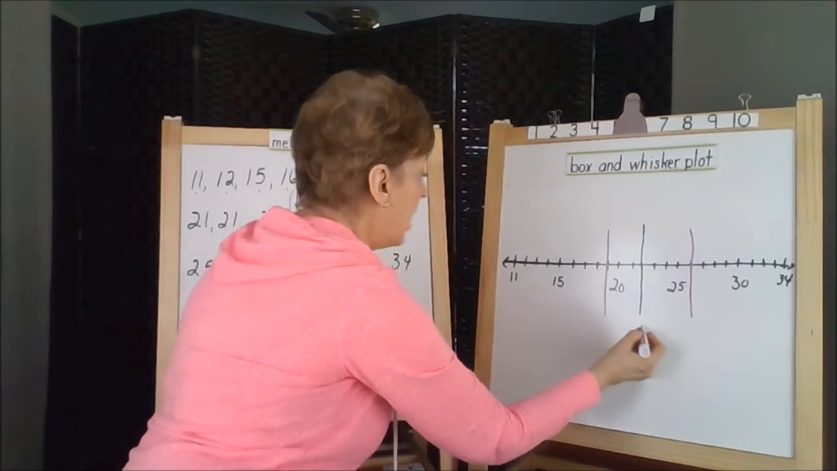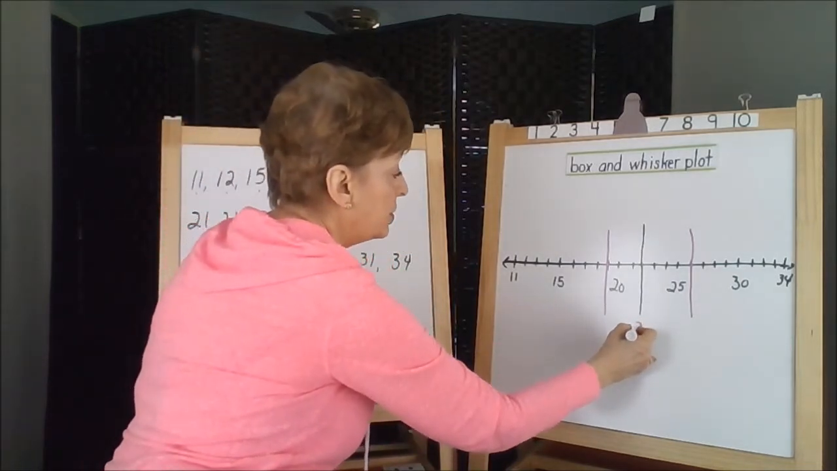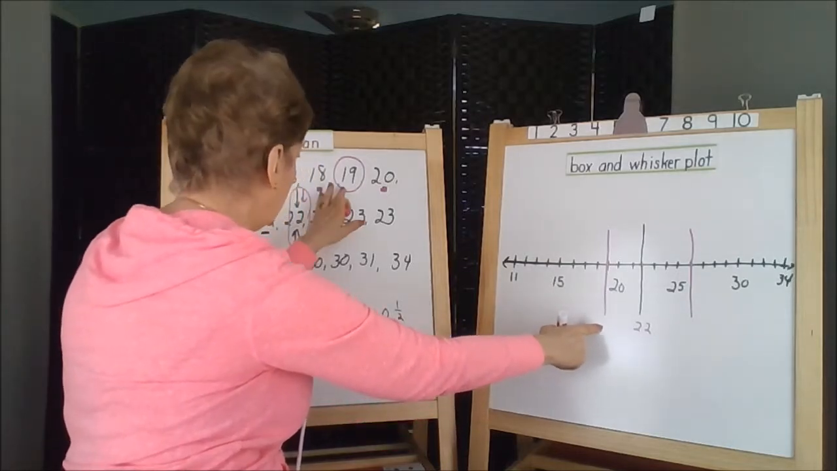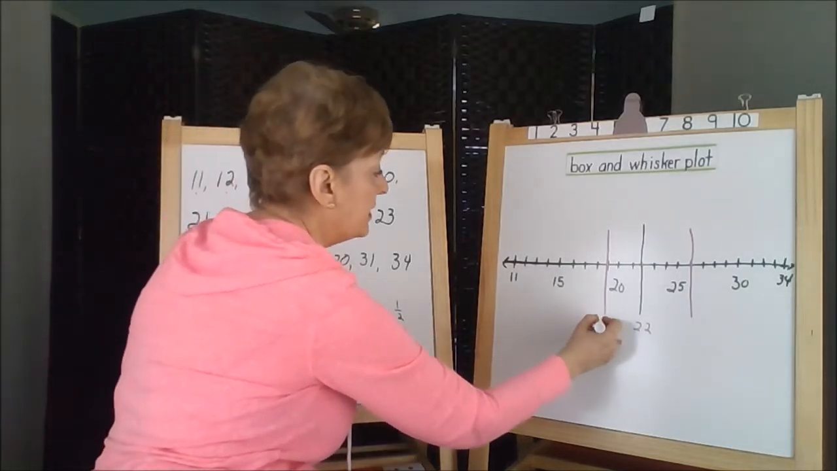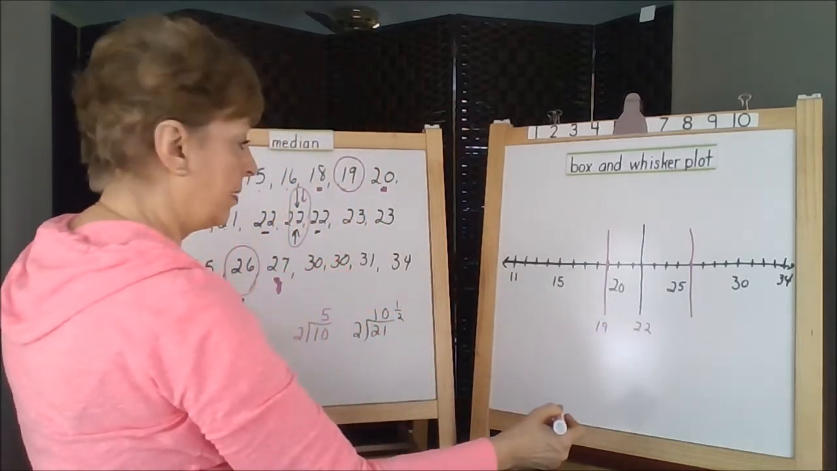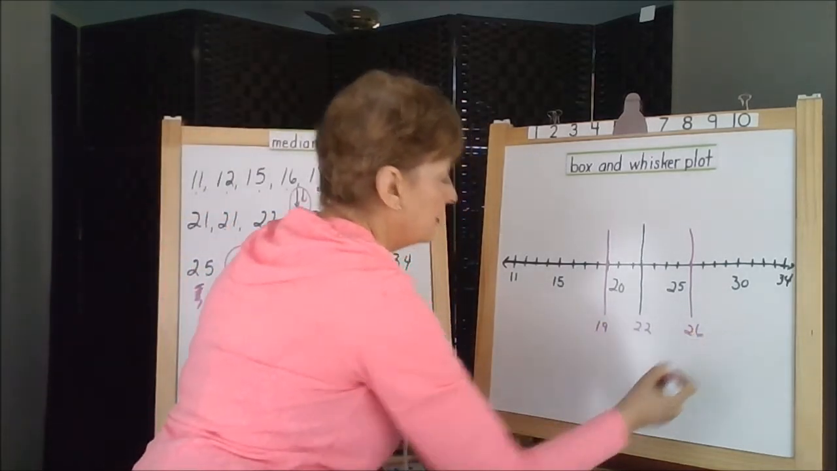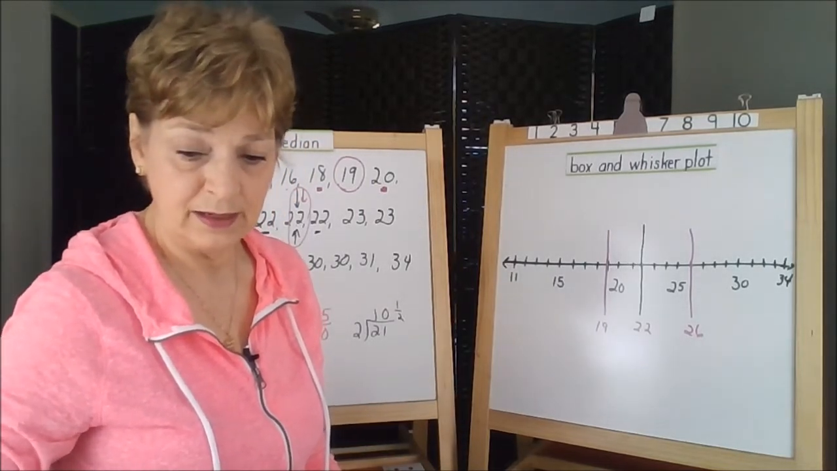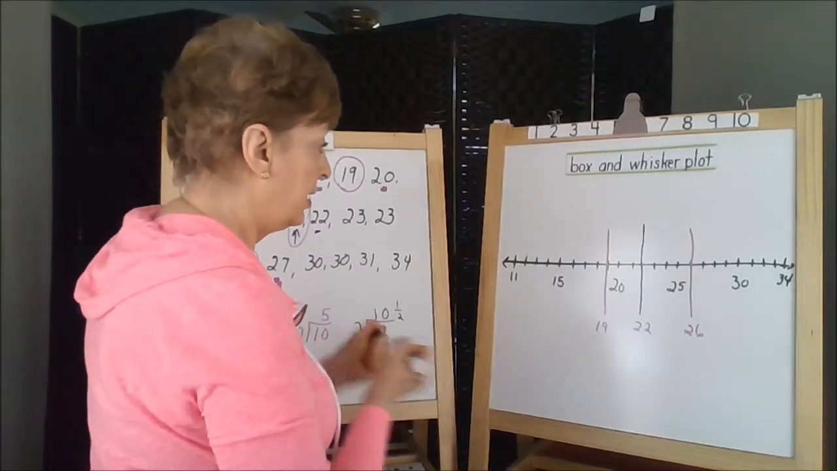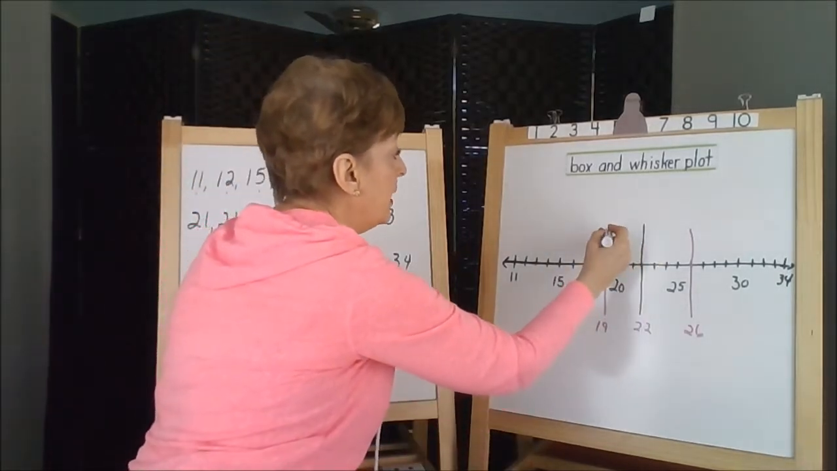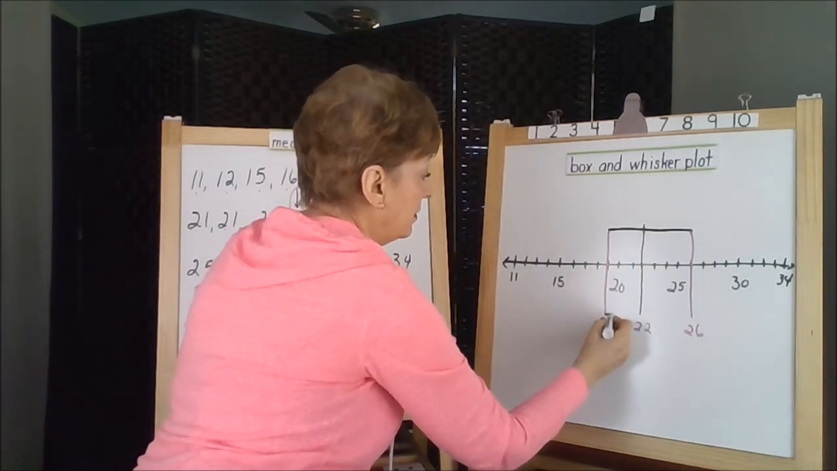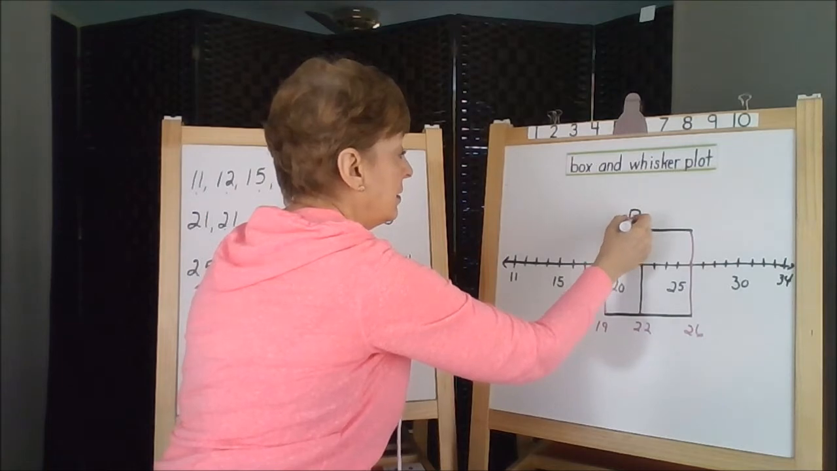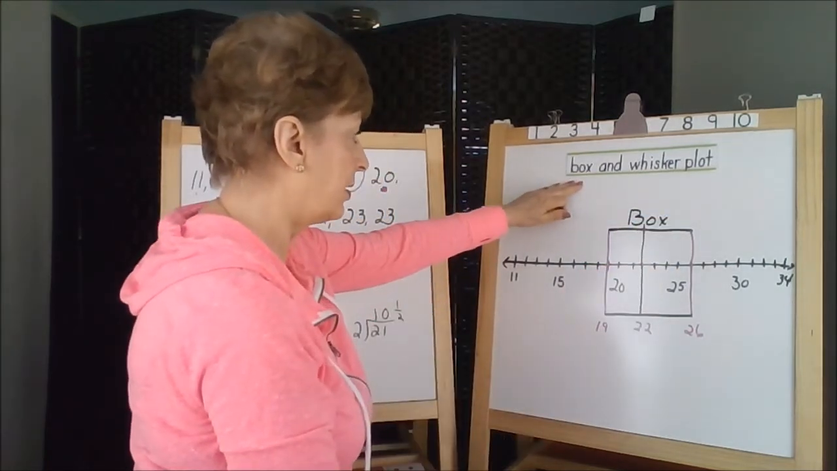Okay, so we've got our middle number is 22. The next middle of the first set of data is 19. And the other number we needed was 26. Those numbers get connected. The box parts get connected. So now that we have our lines on here, all we have to do is make a box out of it. This part is the box of our box and whisker.